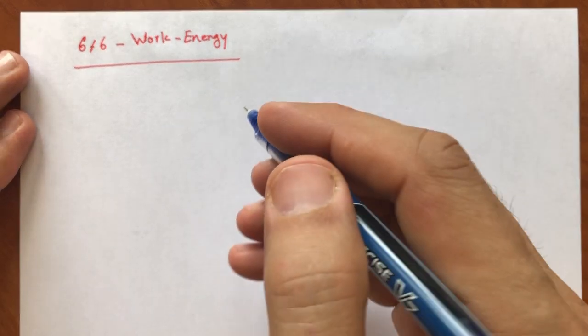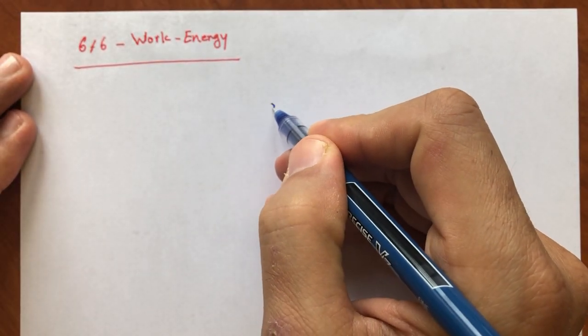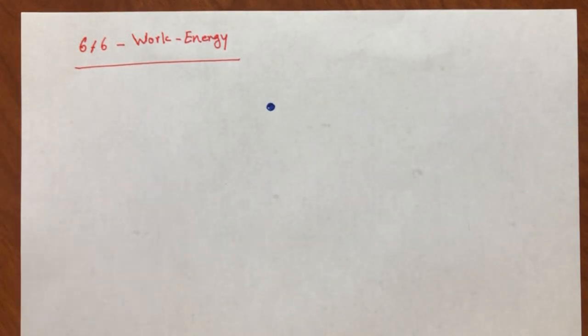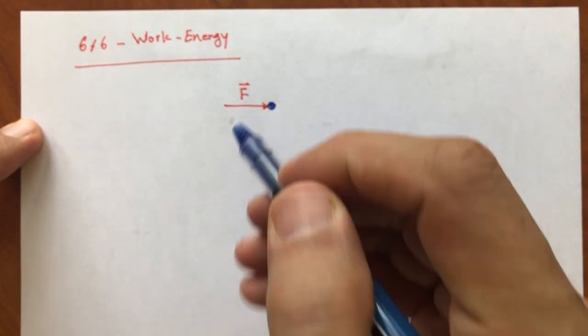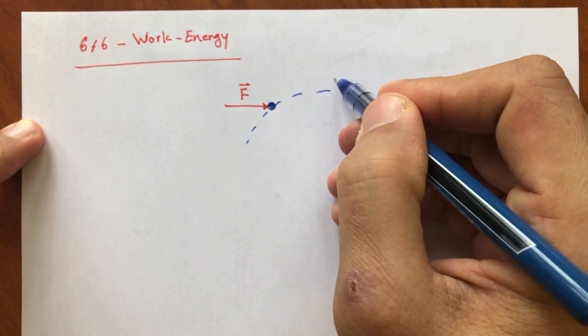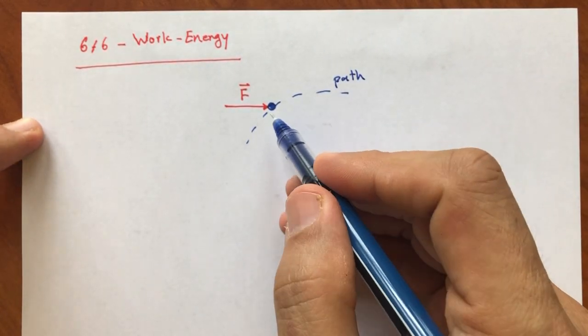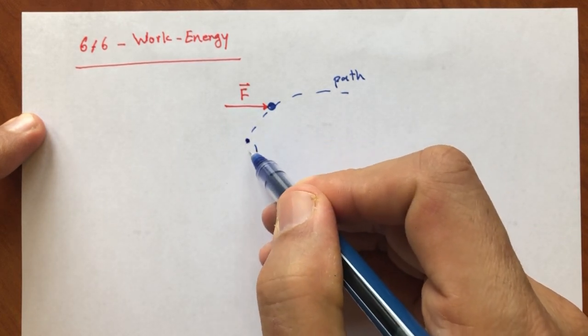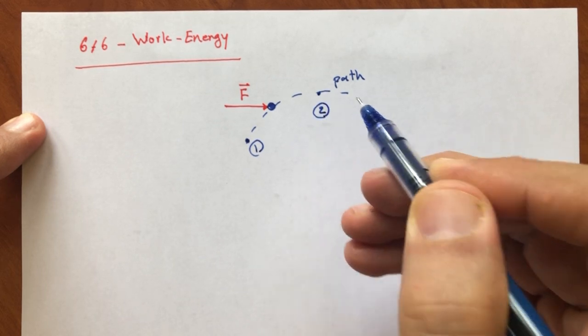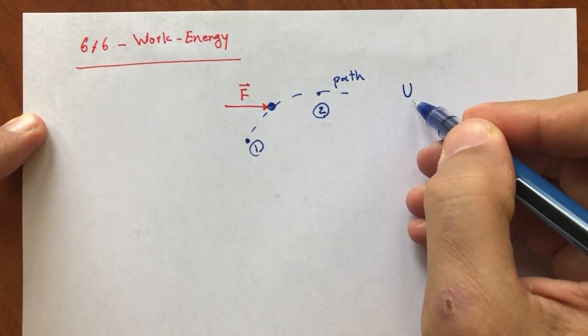In section 6, chapter 6, we are going to study the work energy equation again. If you remember from chapter 3, for a particle, whenever we apply a force F to it, and this particle is moving on a path, then the work of that force when the particle moves from point 1 to point 2 is work from 1 to 2.